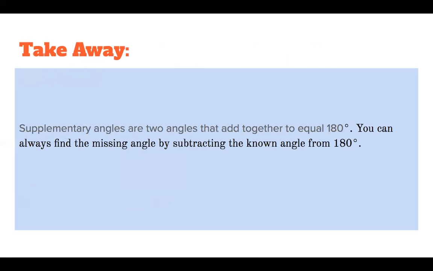So the takeaway of this lesson: just remember that supplementary angles are two angles that when you add them together, they equal 180 degrees or a perfect straight line. And you can always find that missing angle by subtracting from 180 degrees, since that's the total amount that doesn't change, right? So pretty short, quick and easy, kind of like the complementary angle lesson, except that the only difference was that two complementary angles equal 90 degrees. This one is 180 degrees, a perfect straight line.